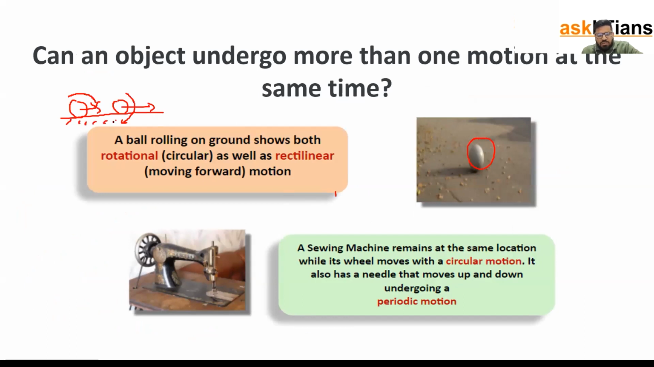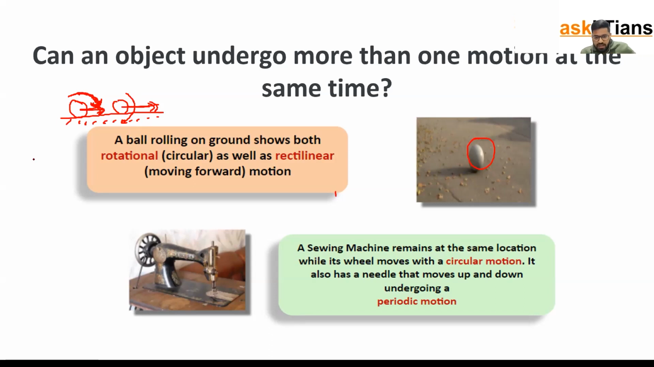Yes or no? So basically this is a combination of two types of motion. One is the circular motion, or you can say rotational motion if you are taking the ball as a whole body. So it is a combination of rotational or circular motion as well as rectilinear motion. Because the ball is also moving in a straight line, that is the component of rectilinear motion, and it is also rotating like this. So this can be taken as circular motion if you are considering one particle of the ball, and this can be taken as rotational motion if you are taking the ball as a complete body.